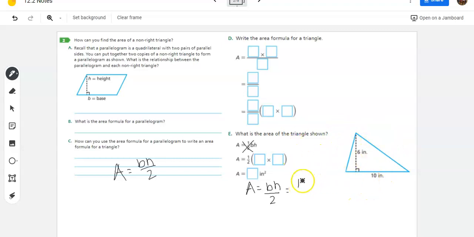I have 10 times 6 divided by 2. If we plug that into our calculator, 10 times 6 is 60. 60 divided by 2 is 30. And then our label is inches. Make sure you put the little square on it since it's area.